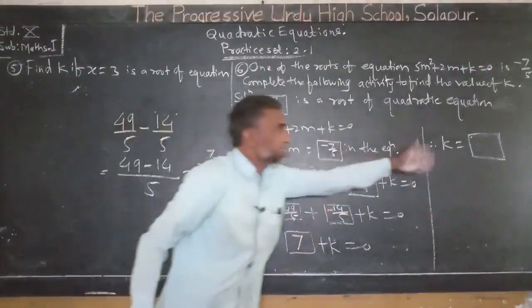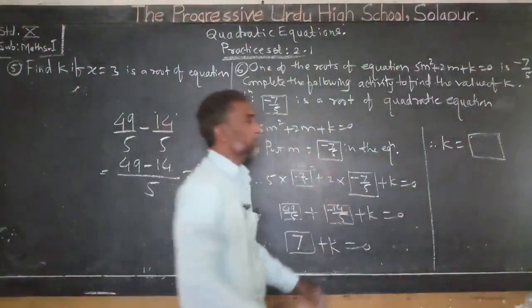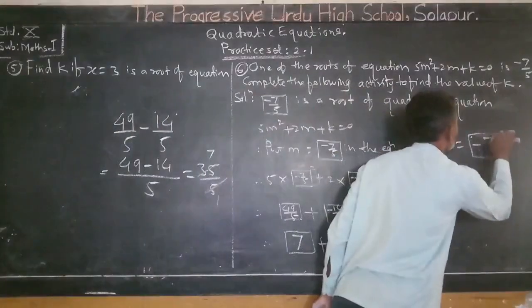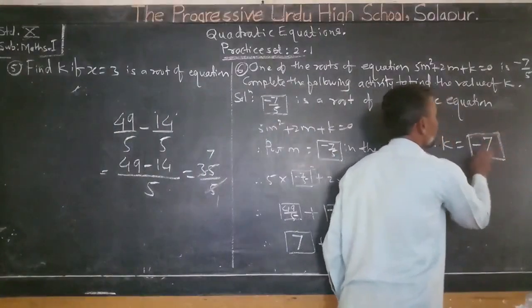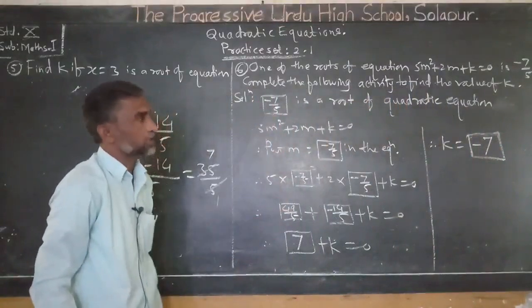So therefore k is equal to, take it to the right hand side. This plus 7 will become minus 7. So k is equal to minus 7. So write minus 7 in this bracket. In this way you can complete this activity.